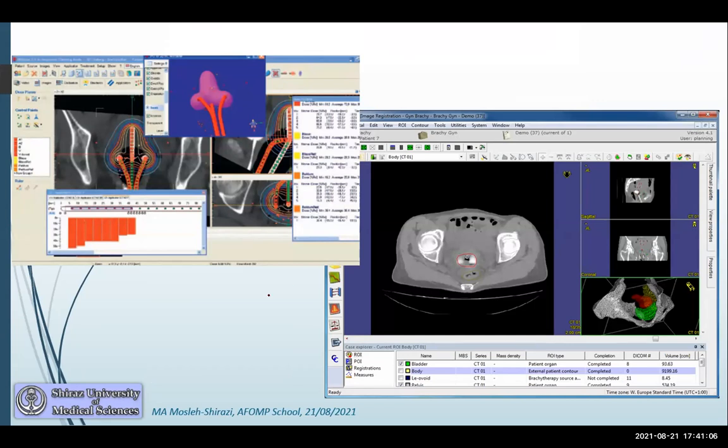Of course, image-based and 3D TPSs came along, and various versions that have become more and more complicated and with more and more capabilities through the years. You can do applicator reconstruction. You have to do that before the planning, and you can see the dwell time and positions, etc.